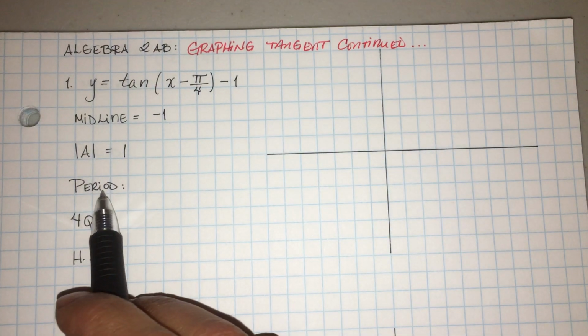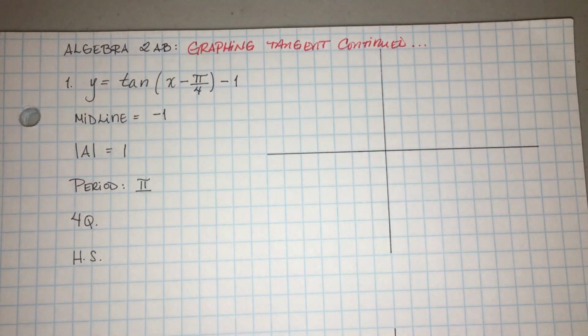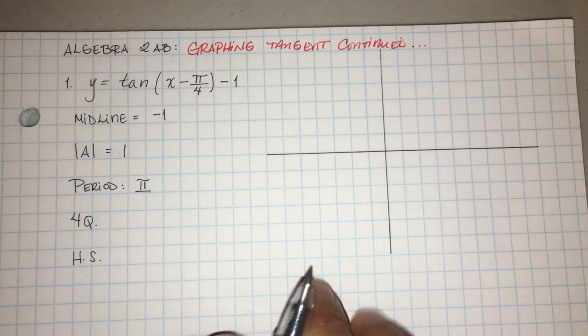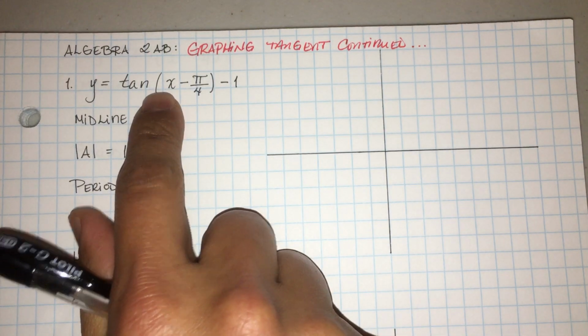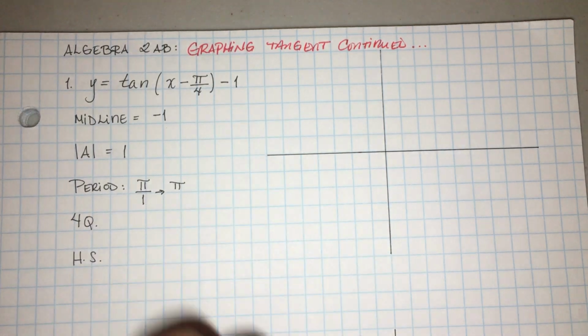And then our period. Remember that the period for tangent is pi. It's not going to be 2 pi. For tangent, it's actually just pi. So whatever's in front of the x, in this case there's nothing, so it's just a 1. And so it's going to be just pi.